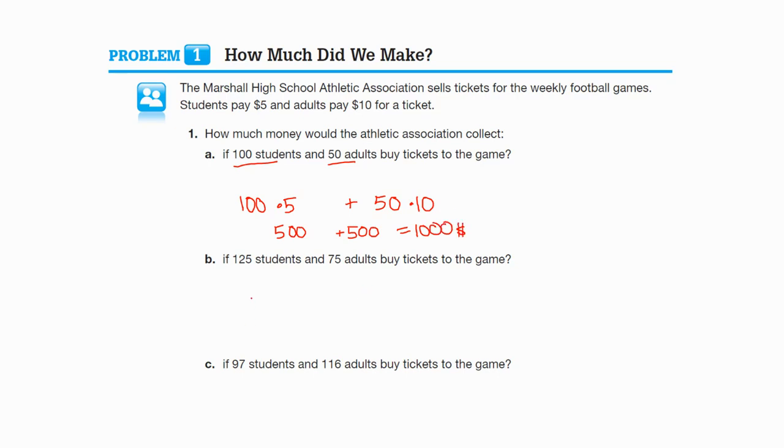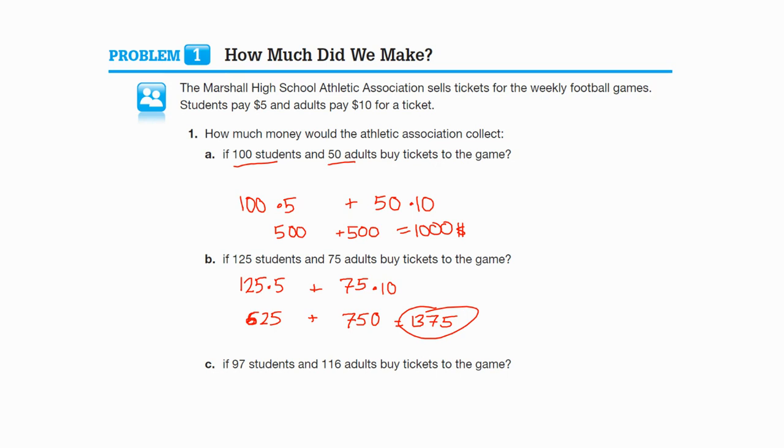All right. How about if 125 students and 75 adults bought tickets to the game? Well, same idea. We'd do 125 students times $5 a ticket, and then add the 75 adults times $10 a ticket. That would be 750 plus, let's see here, 125 times 5. I think that's 525. I'm just checking my math in my head. Sorry, 625. And then I would add those together, and we would get 1375.